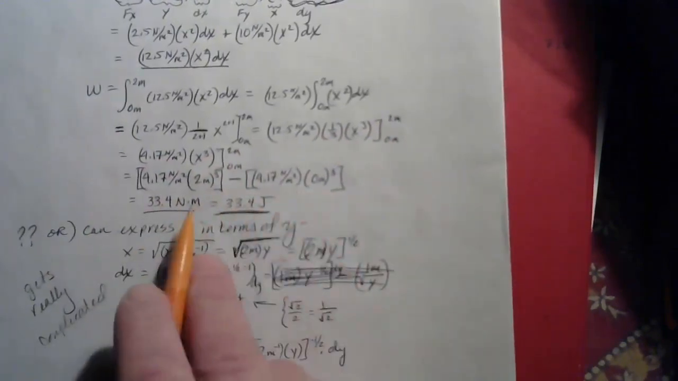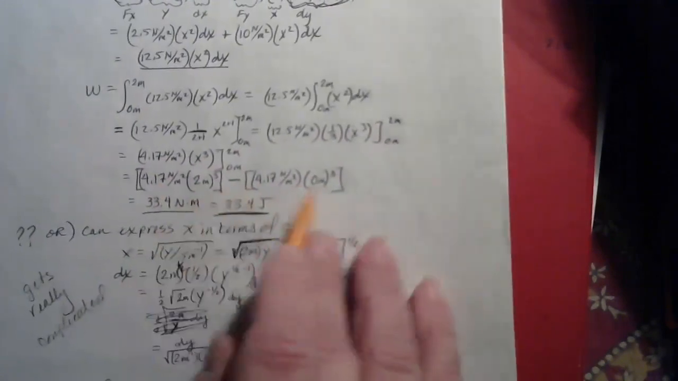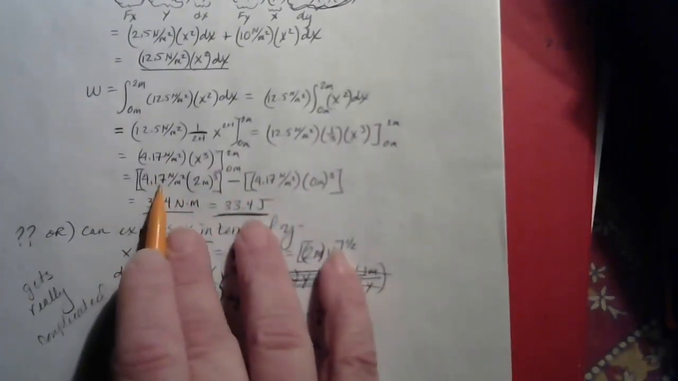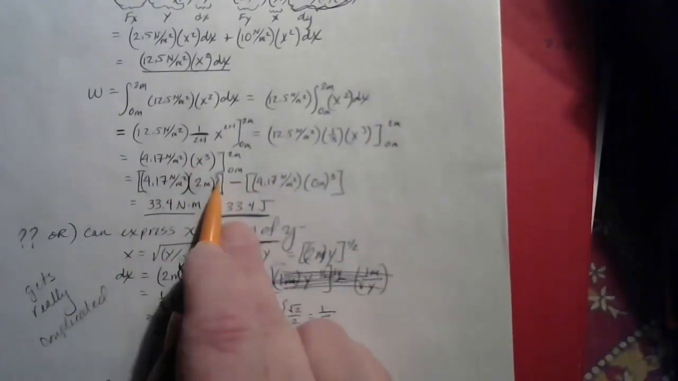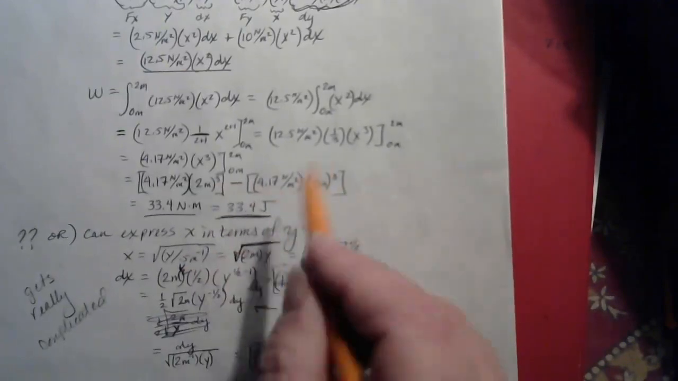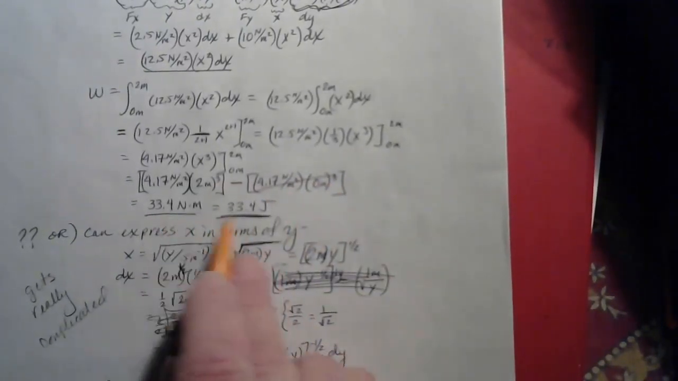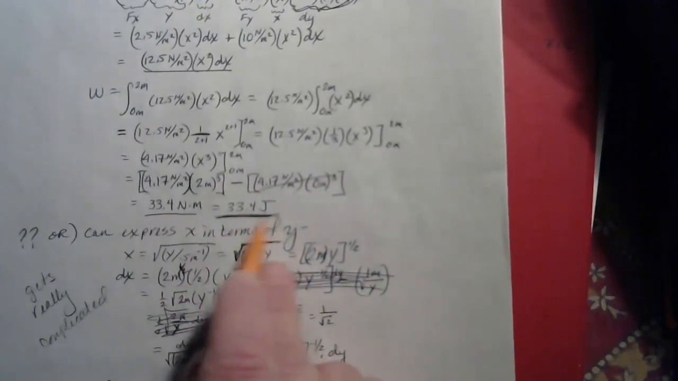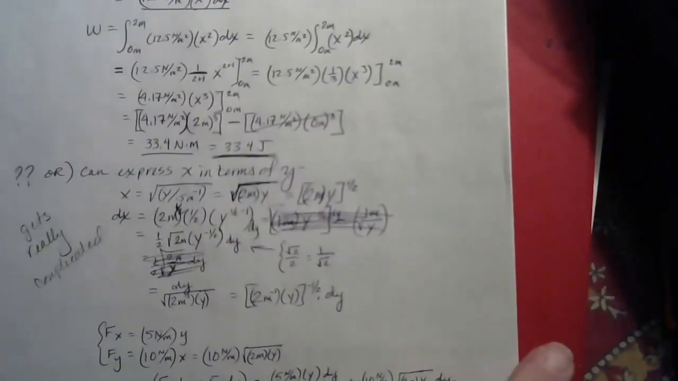So we have this. Substitute 2 and substitute 0 and subtract them. 4.17 newtons per meter squared times 2 meters to the third power, minus the same with 0 meters to the third power, which is of course 0. And we get 33.4 Newton meters, or 33.4 joules. Okay, so that was a bit of a challenge.